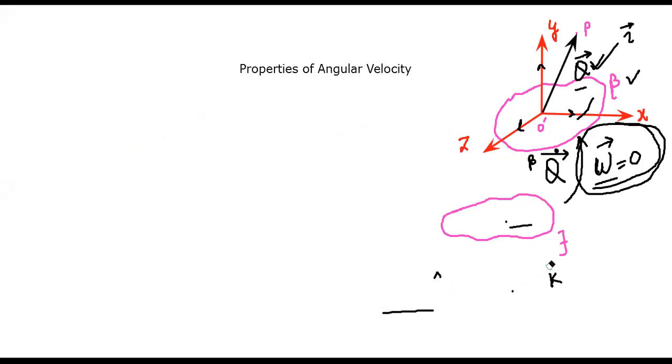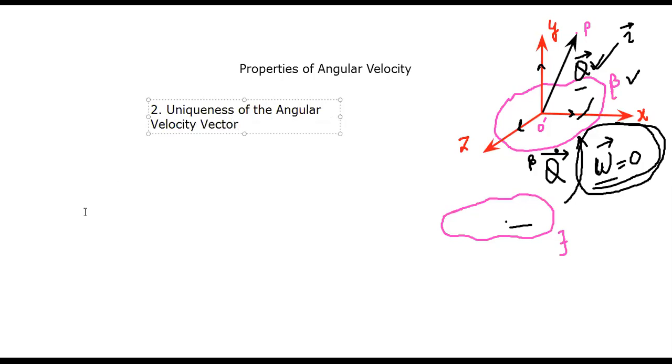As far as the second property is concerned, property 2 is what we call the uniqueness of the angular velocity vector. So this is property 2. What is this uniqueness of the angular velocity vector? It says it's like this.